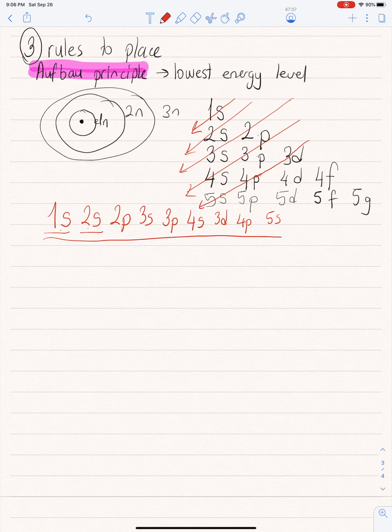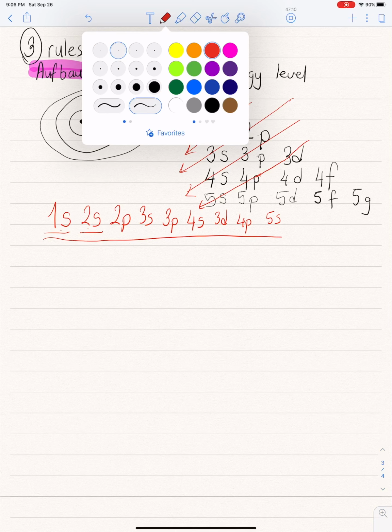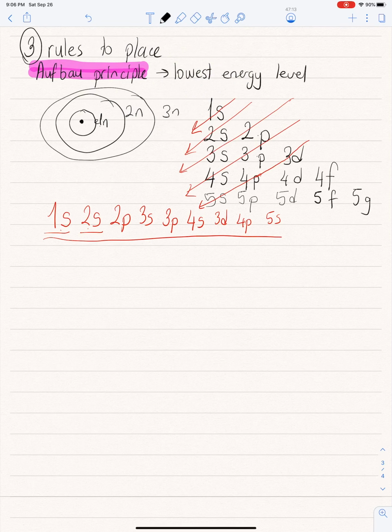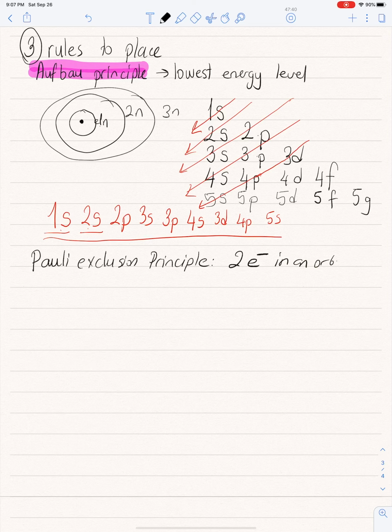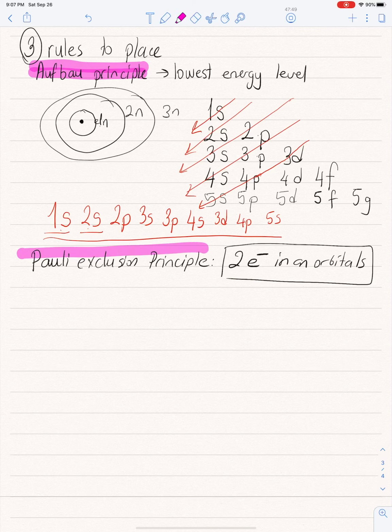Let's continue to our second rule. Our first rule is the Aufbau principle, which says to start at the lowest energy level. Our second rule to place the electrons is called the Pauli exclusion principle. According to this principle, you can put a maximum of 2 electrons in one orbital. This is called the Pauli exclusion principle.